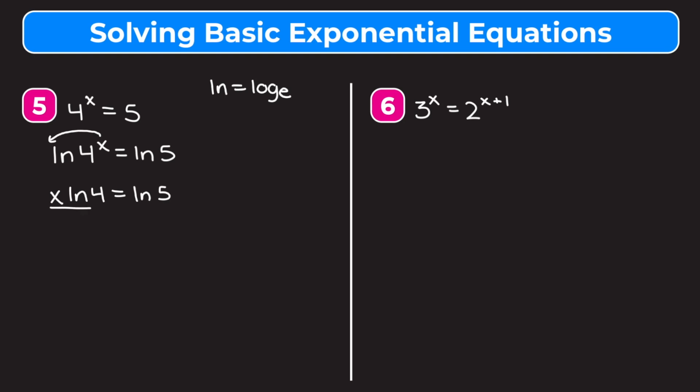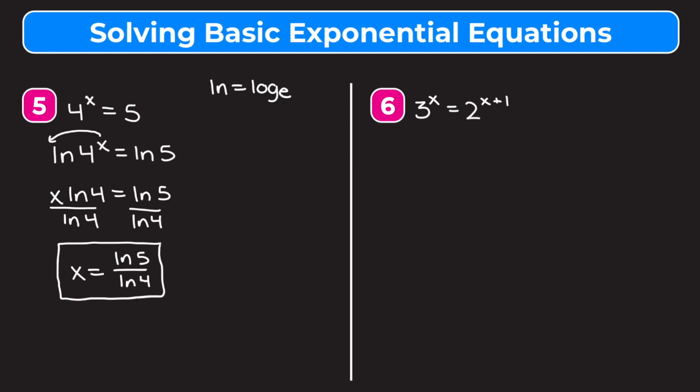And now to get the x by itself, we can just divide both sides by ln of 4. So we get that x is equal to ln of 5 over ln of 4. And I'm just going to leave my answer like this. If you guys need a decimal approximation, you can just put that into your calculator.